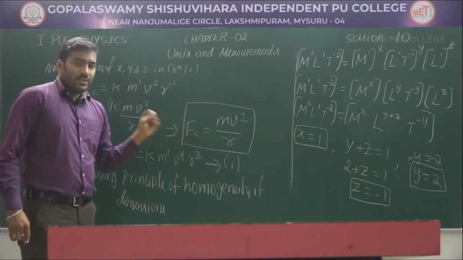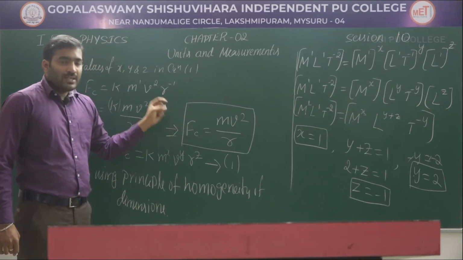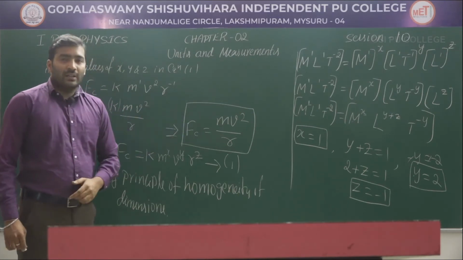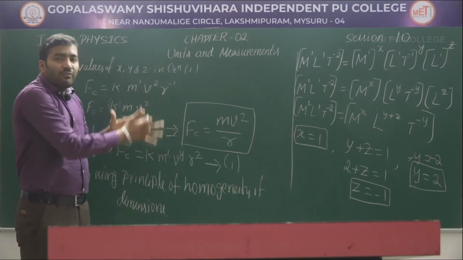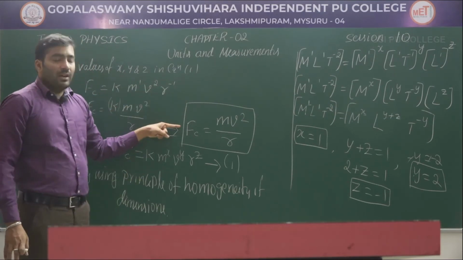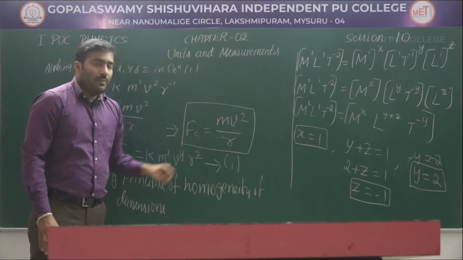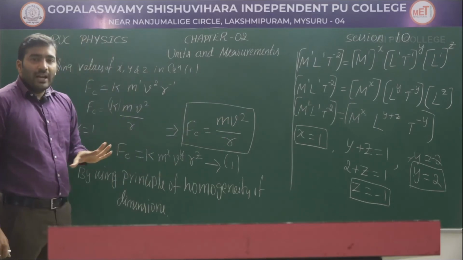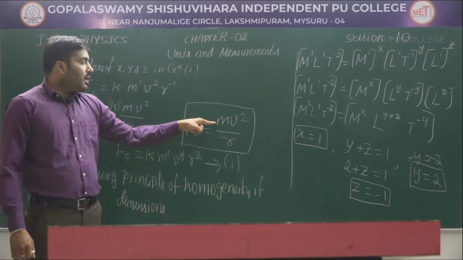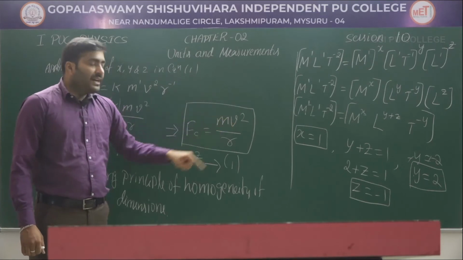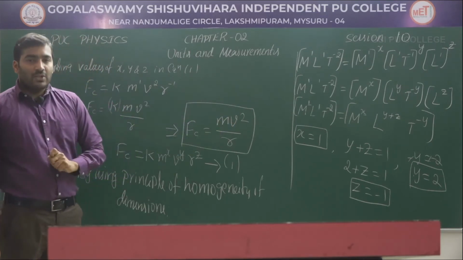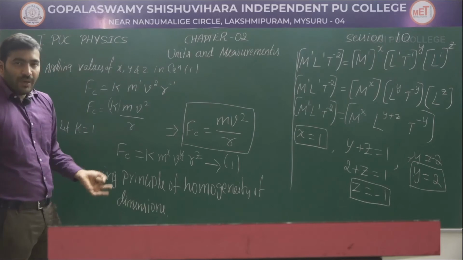Remember, previously when we started, I told you about centripetal force, that centripetal force is equal to mv square by r. So using the properties of dimensions, we can derive the relation like Fc is equal to mv square by r. So we have derived the relationship between centripetal force, mass, velocity and radius using the property of dimensions. We will move on to the next topic now.